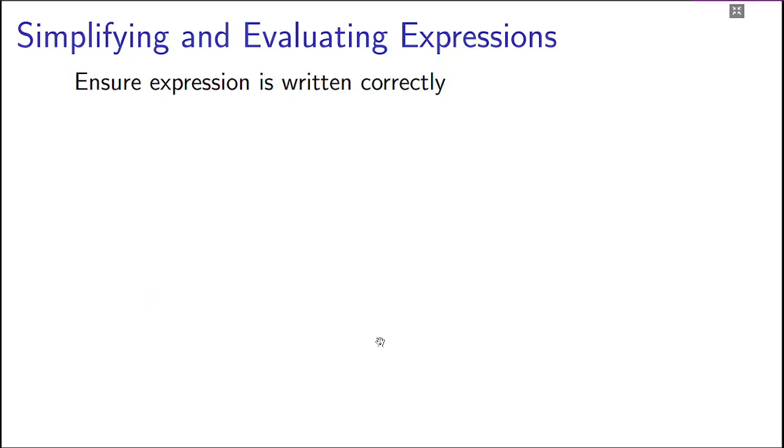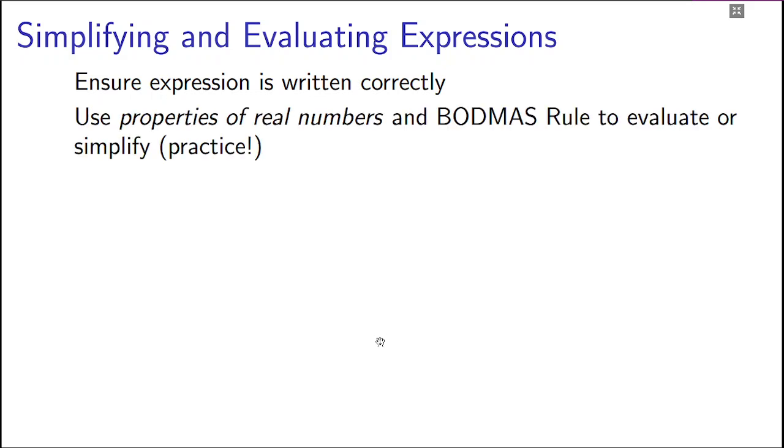Now, in order to simplify an expression, you have to first make sure that it's written correctly. Are the brackets correctly written? Are your operators correctly written? Then from there you're going to use the properties of real numbers to work with the expression. We covered this in previous videos. You can check them. That's the real number system playlist. Now, the BODMAS rules simply help us to decide which operators to start working with.